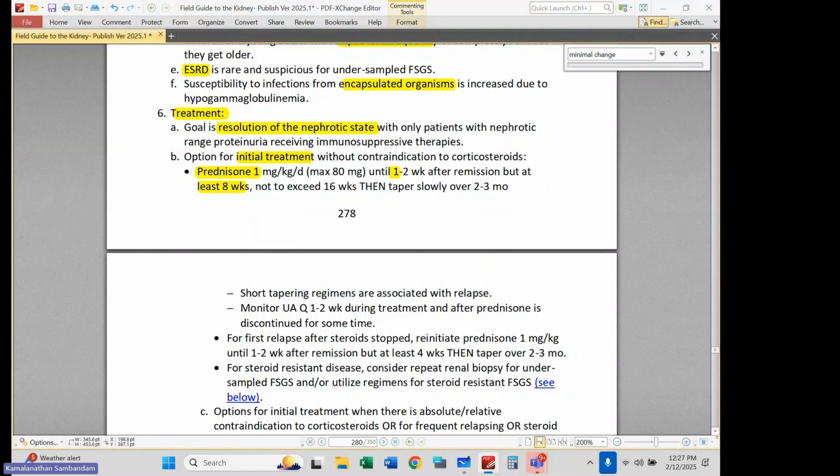What I want you to take home is that 8 weeks is probably something you should commit to in that de novo patient, okay, because of the increased risk of relapse with shorter courses.